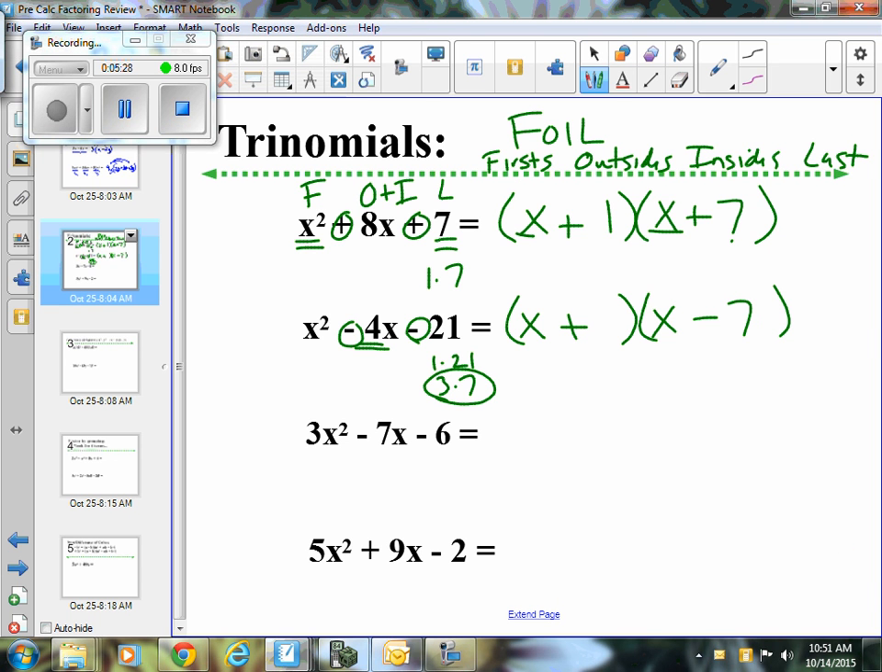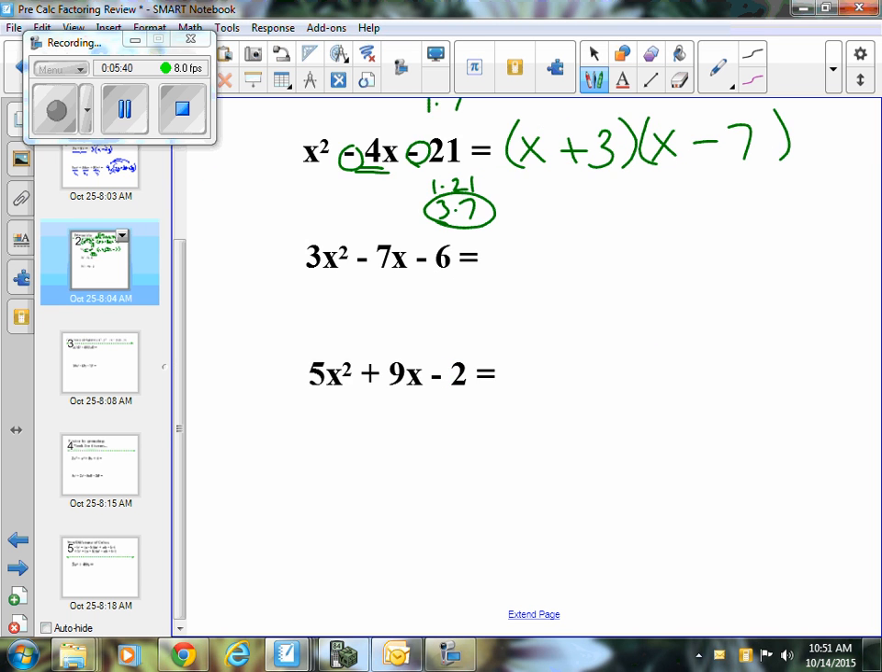So minus 7, and then the other one would have to be a plus 3. So they add to a negative 4. So if you check your outsides plus your insides, they would add to negative 4. So think about the signs. That really helps. All right, now take a look at the last two. For both of these, a little bit different. Can you tell what's different about them?